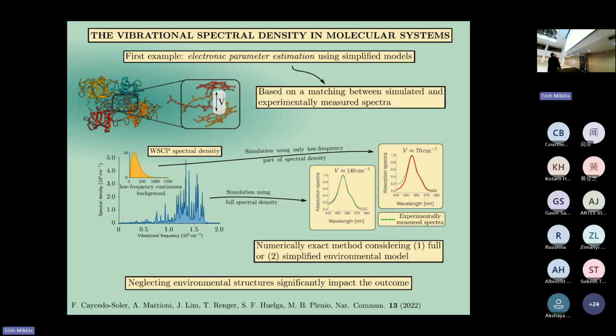As a first example, taken from this paper from 2022, we consider what happens at the level of electronic parameter estimation. As I said before, the electronic parameters in our models have to be estimated with some first principle method, but then they need to be adjusted by a fitting between simulated linear spectra and experimentally measured linear spectra. And these simulations are quite costly. So up to now, we had to use simplified environmental models, such as this one here in yellow. Here, I'm considering a relatively simple pigment protein complex. This dimeric unit from WSCP is a pigment protein complex that can be found in cauliflower, if I'm right.